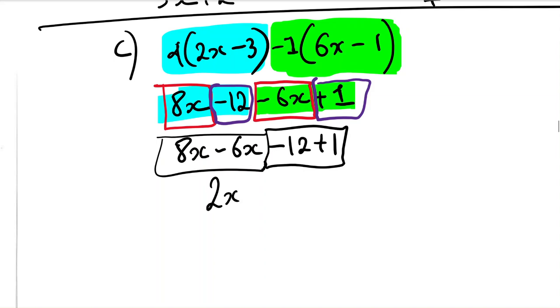Now, the negative 12 plus 1 is where I feel like some of you don't really remember your number line. Now remember, you're in grade 9, you'll be allowed a calculator. So if you're not sure, use your calculator. If you don't have the calculator, then just remember your number line.